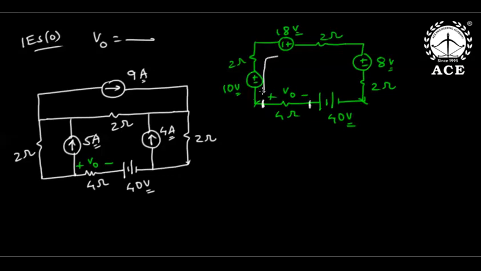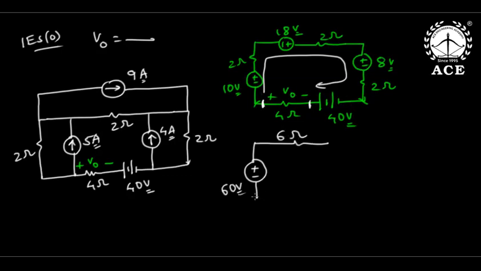Now I'm traveling clockwise. If you are traveling clockwise, minus to plus is rise. Again, minus to plus is rise. Plus to minus is drop. Minus to plus is rise. So rise 10, rise 18, rise 28, drop 8, rise 20, plus rise 40. Overall rise in voltage is 60 volts in clockwise direction. Yes or no? So this is 60. And the 2 non-target resistors give 6 ohms. But this 4 ohms I will never disturb.